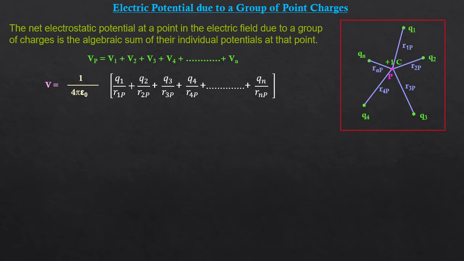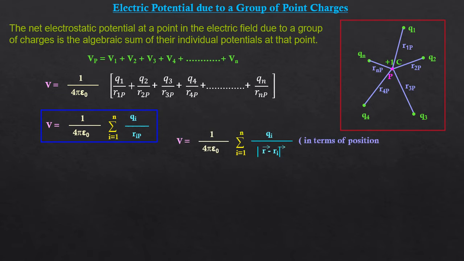Qn divided by RnP. If you write this expression with the help of summation, then you can write it as V is equal to 1 by 4 pi epsilon naught sigma i is equal to 1 to n Qi divided by RiP. In terms of position vector, you can write it as V is equal to 1 by 4 pi epsilon naught sigma i is equal to 1 to n Qi divided by magnitude of R vector minus Ri vector.